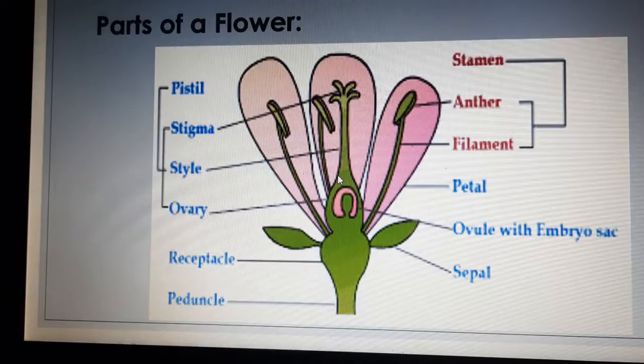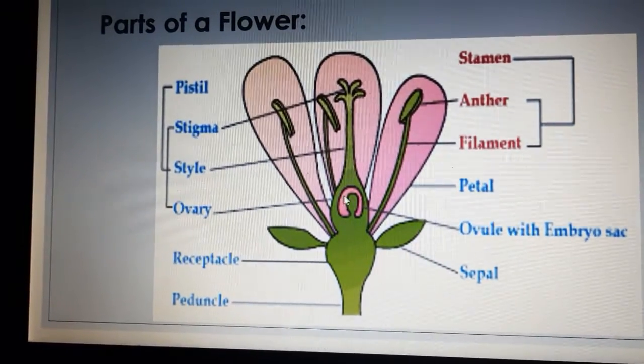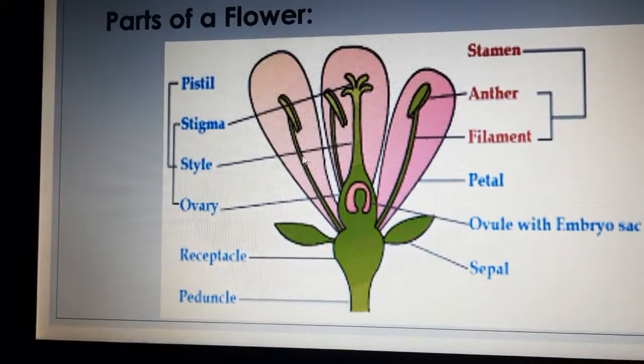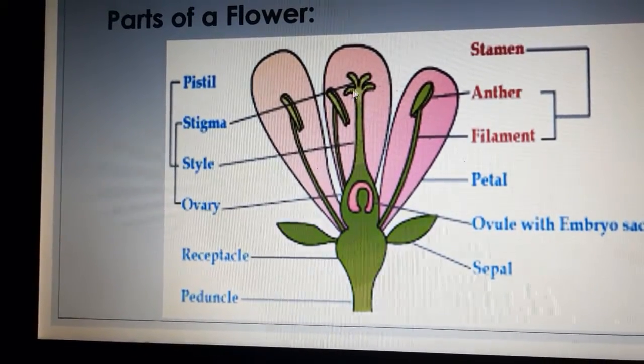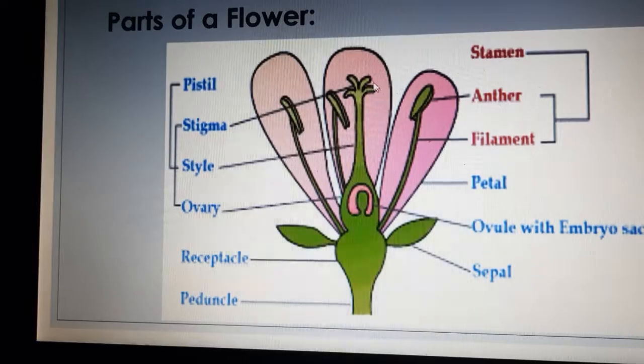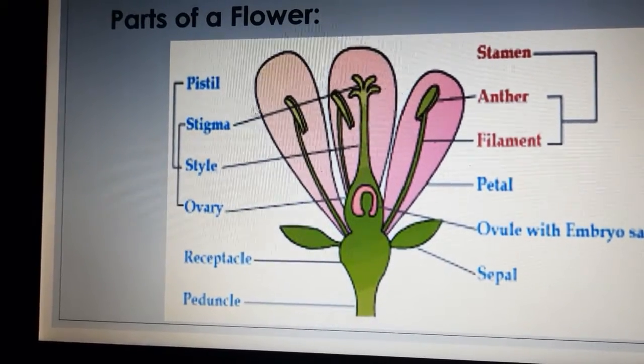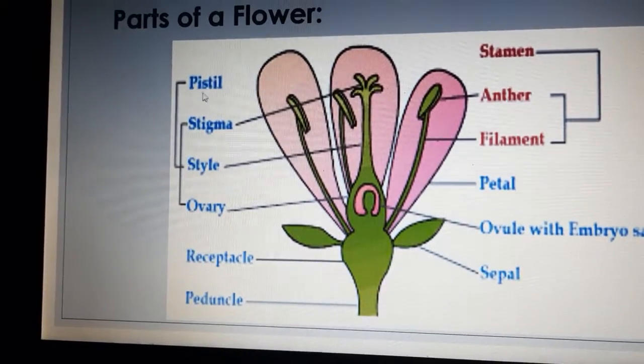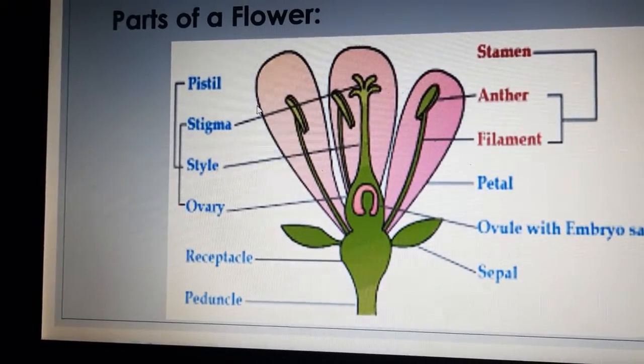Whereas when you see this central part, this is the ovary, the bulged part. This long tube is the style, and on top you have the stigma. This is the sticky part. So all these three together form the pistil. Pistil is the female reproductive part.